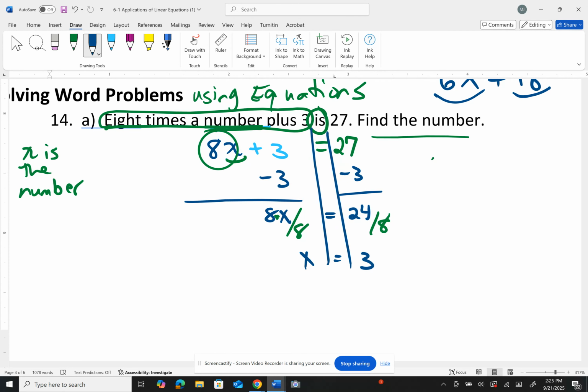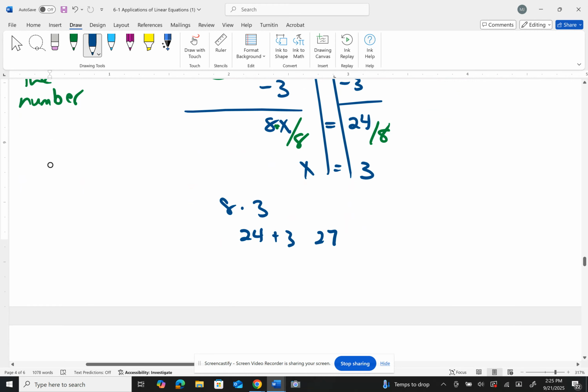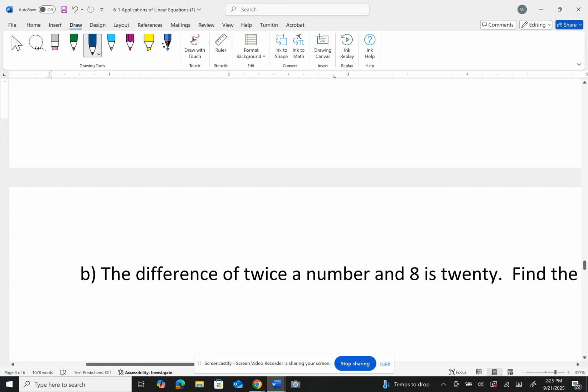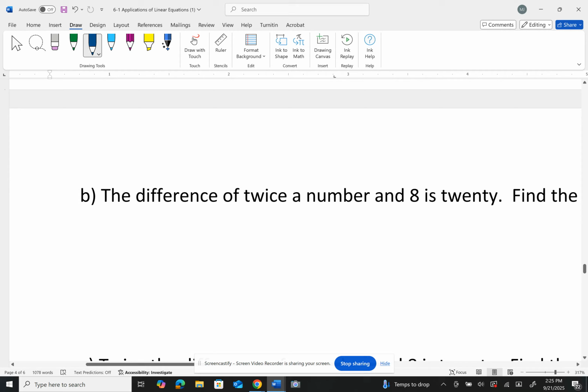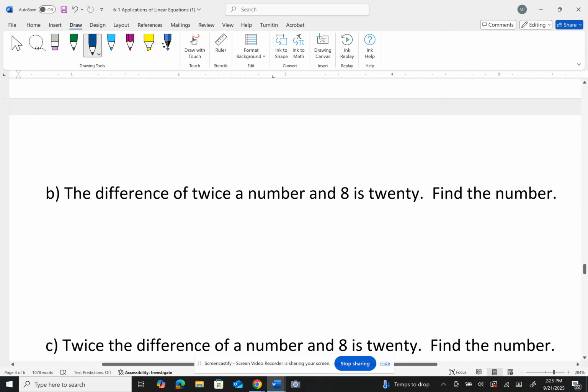Then to check it, go to the words of the problem. If the number is 3, 8 times it would be 24. If I add 3 to that, I'd get 27, and that's what I'm supposed to get. So kind of go back to the words of the problem as you read through it and make sure that it seems to follow the words of the problem. Okay. So this type of problem is not my favorite type. It's kind of just contrived, but they're just trying to get you practice setting up an equation and solving it.